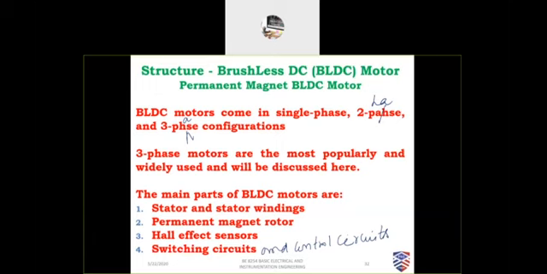So there are 4 units: stator winding, permanent magnet rotor, Hall effect sensor, and switching circuits and control circuits. Anyway, you read the complete material, the NPTEL.